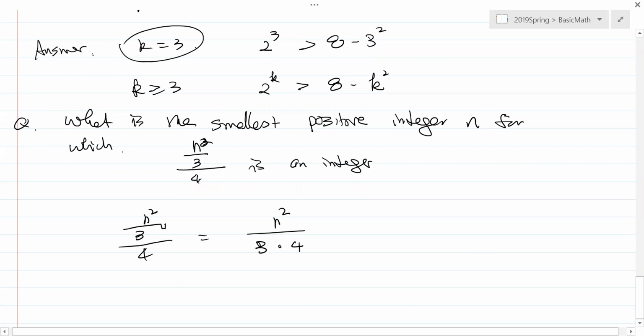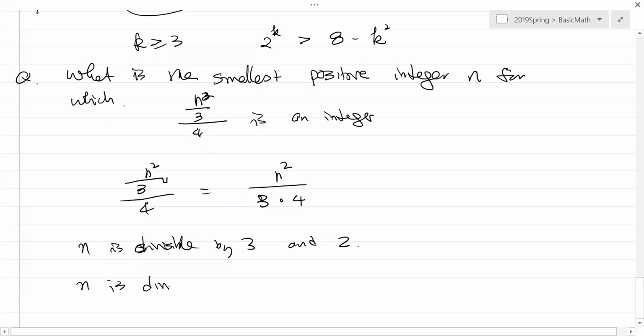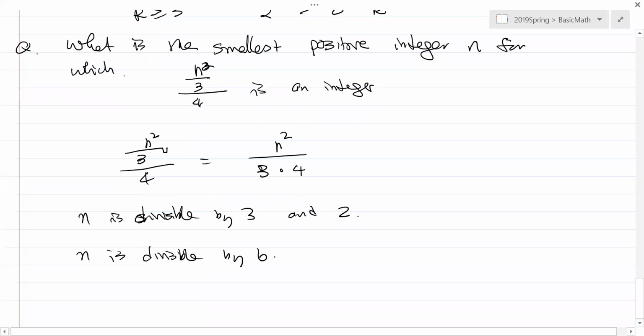So this n must be divisible by 3, and n must be divisible by 2. So clearly, n should be equal to 6. If n is less than 6, this is not going to be an integer. N squared contains factor 3, and n must contain factor 3. And the 2, okay? Not 4, because 4 is 2 squared. So that's the reason n is divisible by 6. The smallest positive integer n is going to be 6, okay?